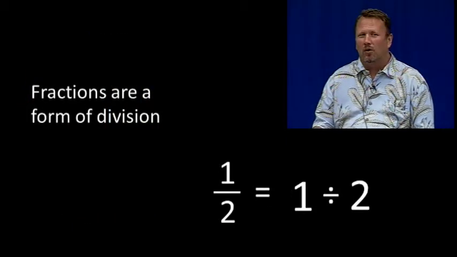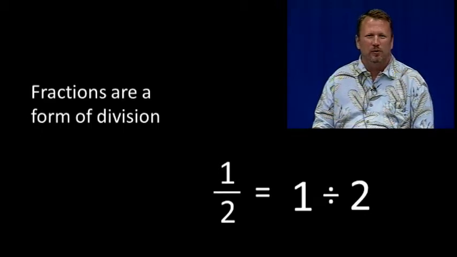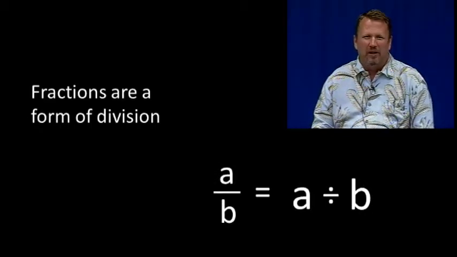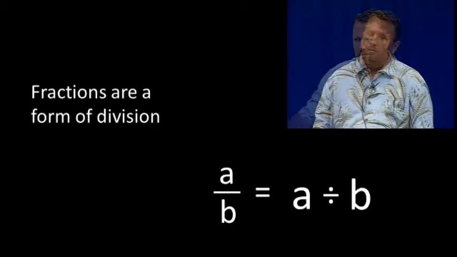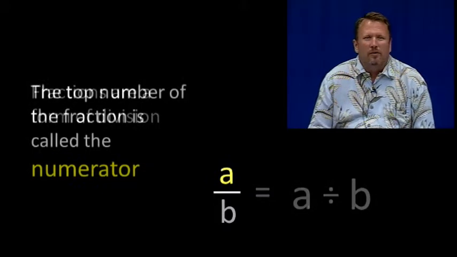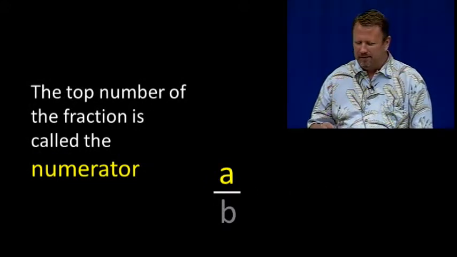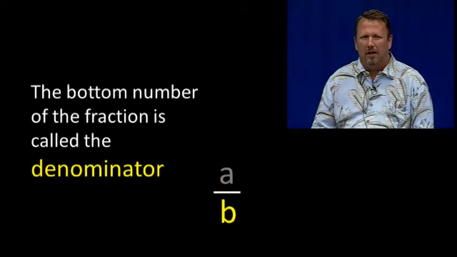Fractions are a form of division. 1/2 is the same thing as 1 divided by 2. Any number a over any number b is going to be equal to a divided by b. It is important to remember the top number of the fraction is called the numerator. The bottom number of the fraction is called the denominator.